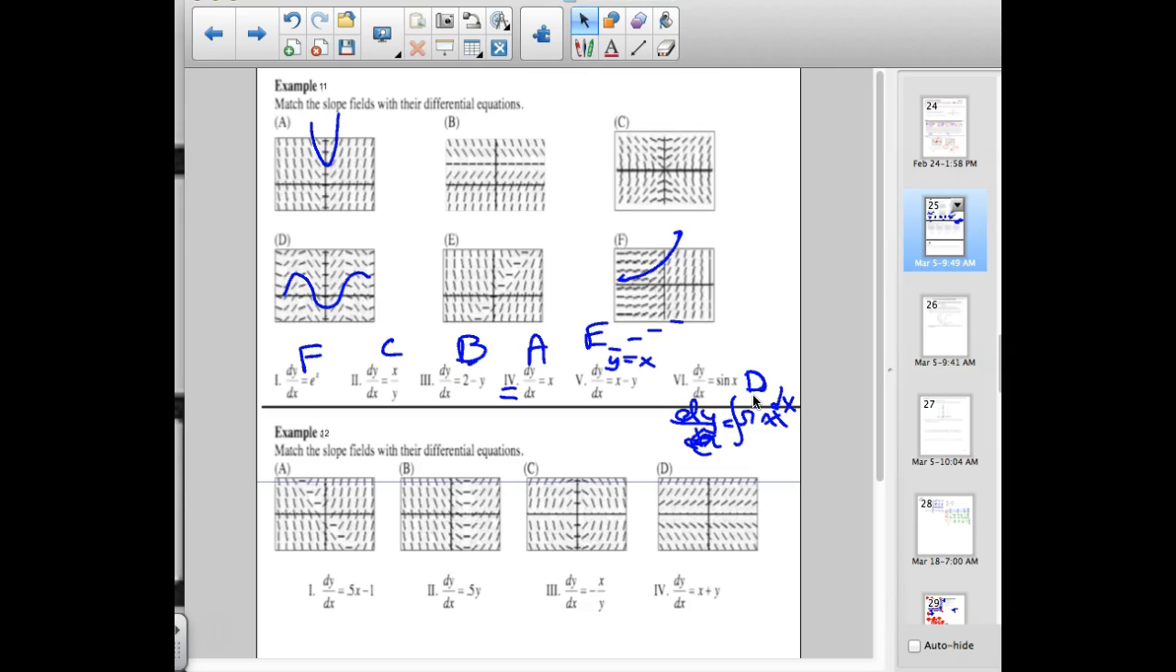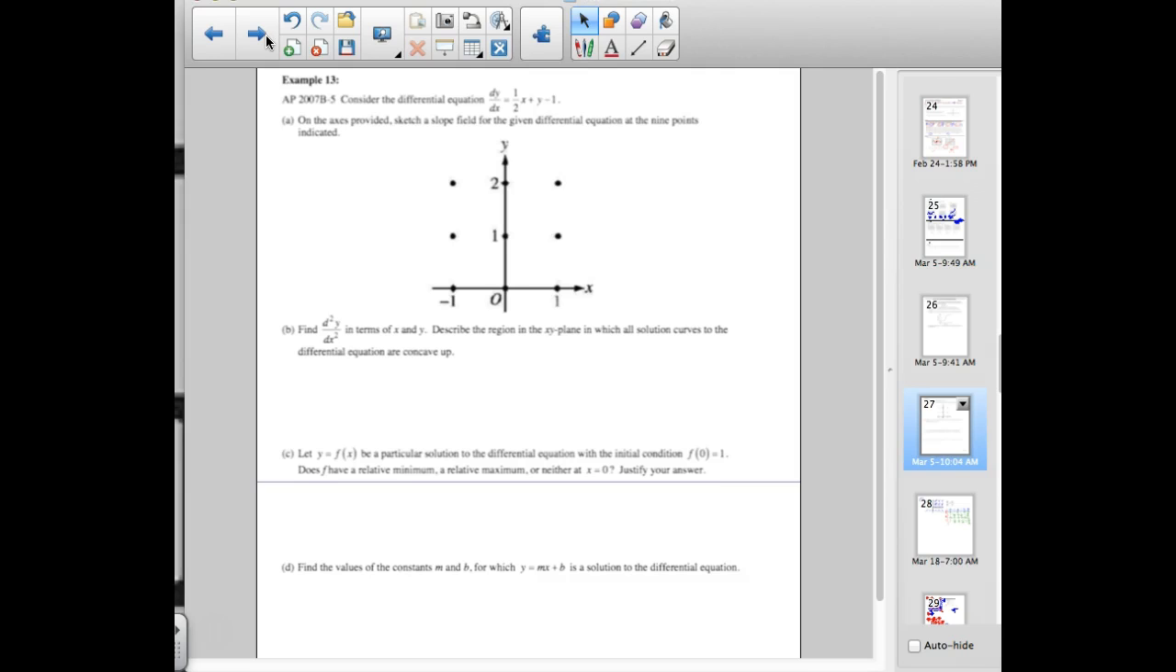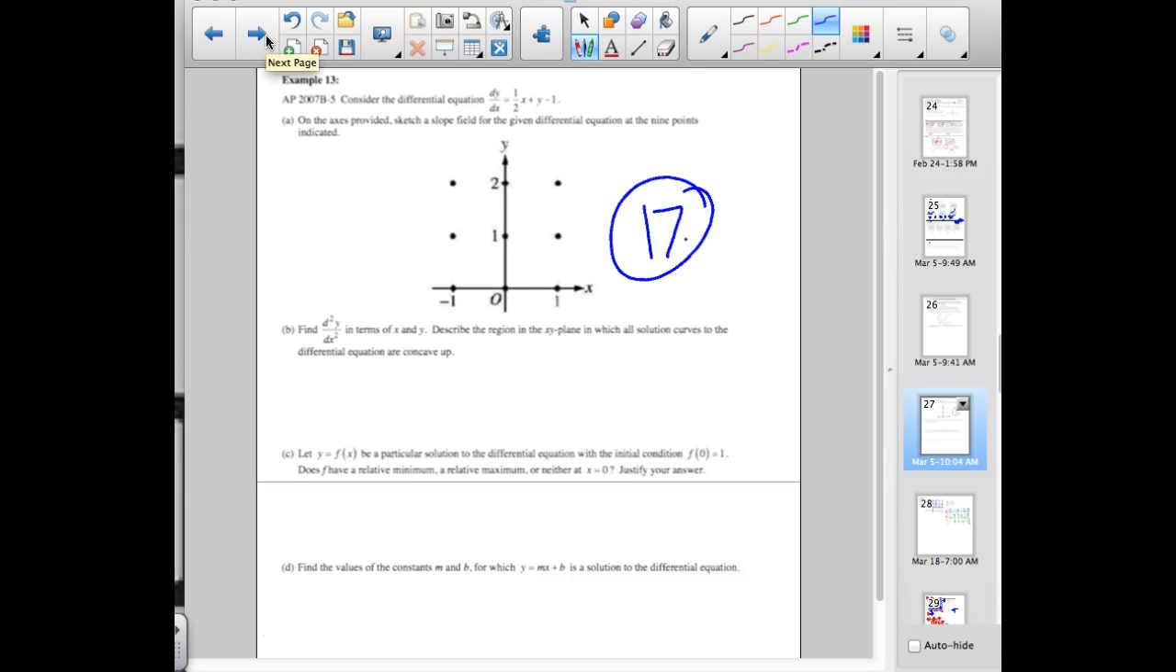So the next thing I'm going to do is have you go into your homework packet, and we are going to do number 17 together. But before we do, I want you to make the slope field for it. So go to your homework packet, number 17, just make the slope field, and then we'll do the rest of it. And then I'm going to give you 10 minutes to do number 18, and you're going to score it like an AP FRQ. But 17, just do the slope field in your homework packet.